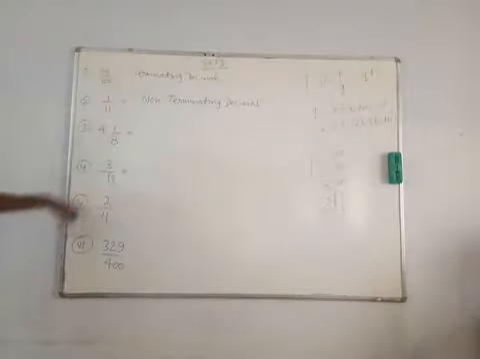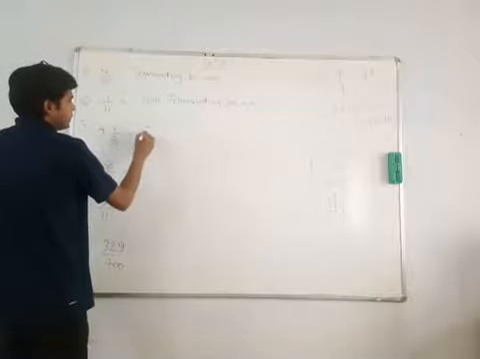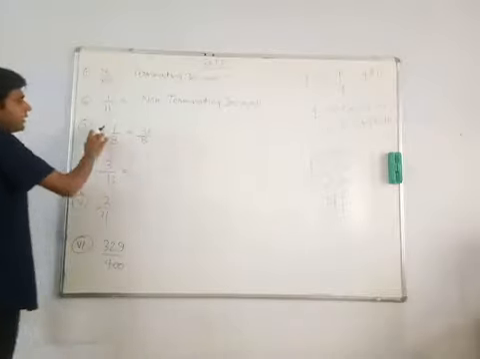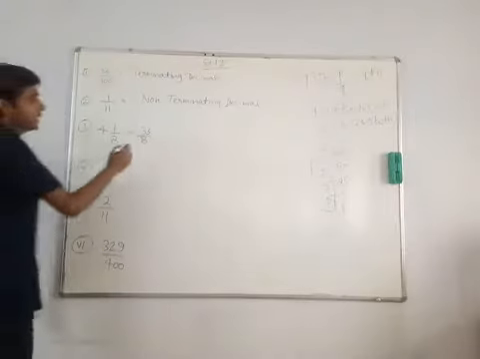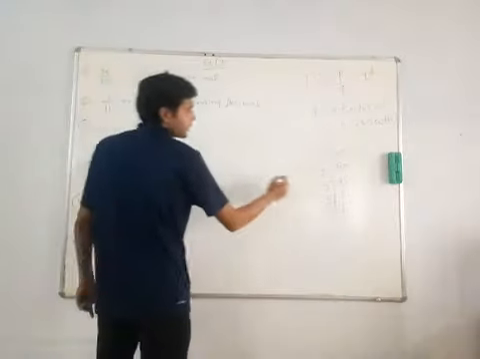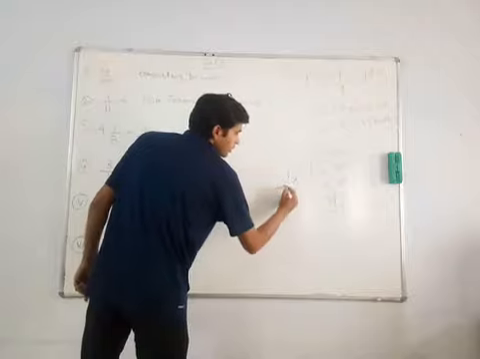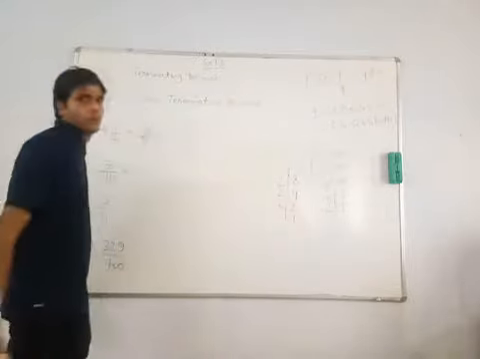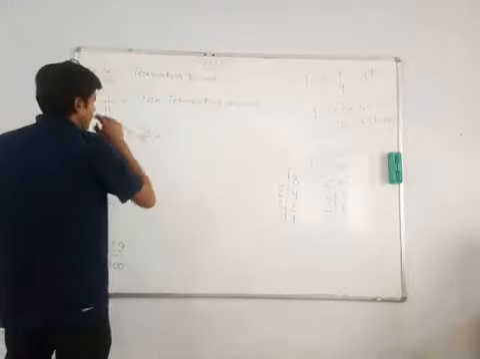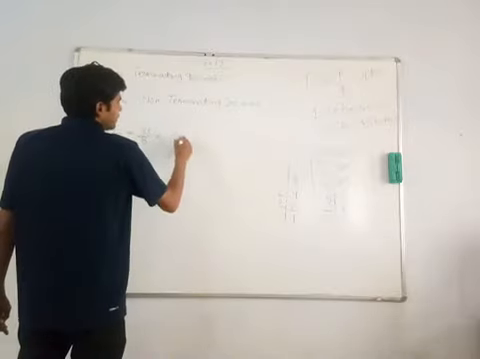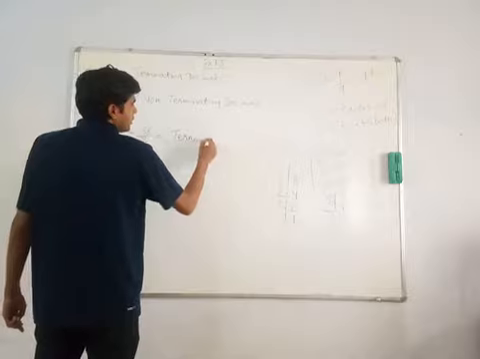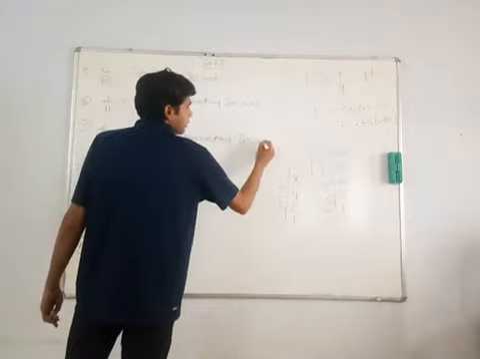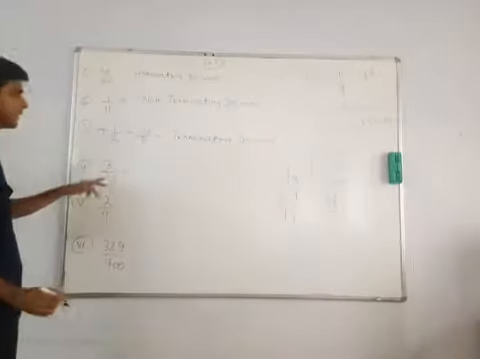Third is 4, 1 upon 8. 4 into 8, 32 plus 1, 33 upon 8. 8 is a factor of 2. So 2 is terminating. So it is a terminating decimal. Next, 3 upon 13.